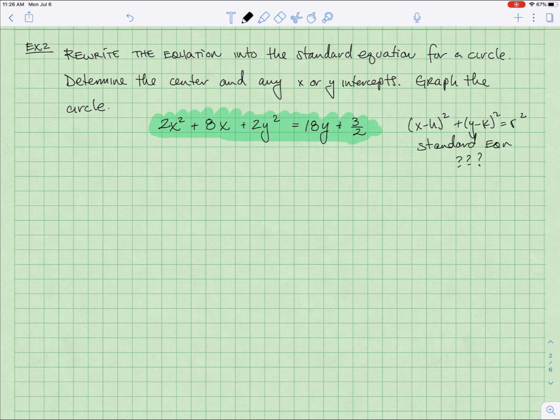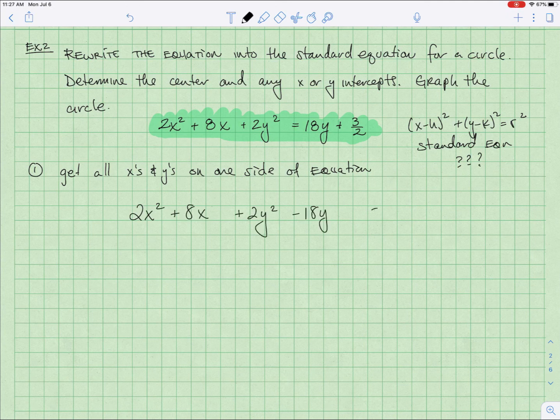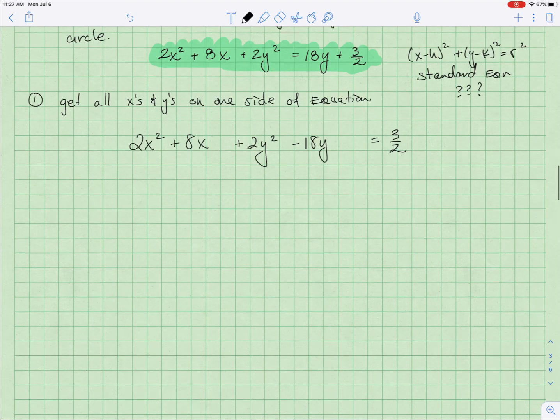Well, whenever you're dealt this hand, the first thing that you want to do is get all your x's and y's on one side of the equation. So that's going to look like this: 2x squared plus 8x plus 2y squared minus 18y is equal to 3 halves.